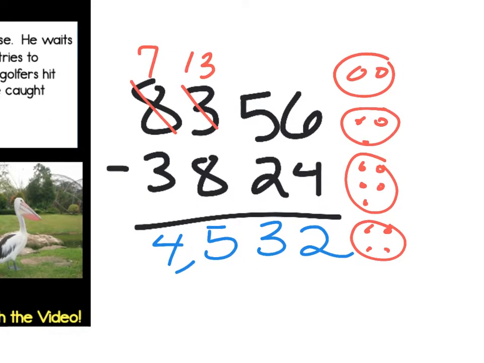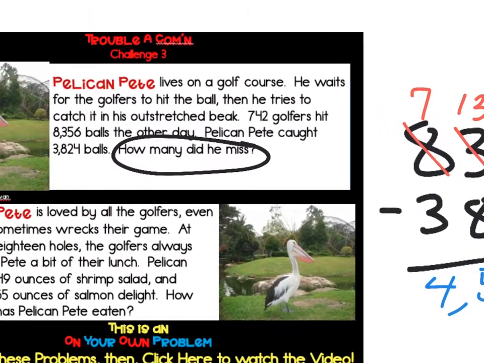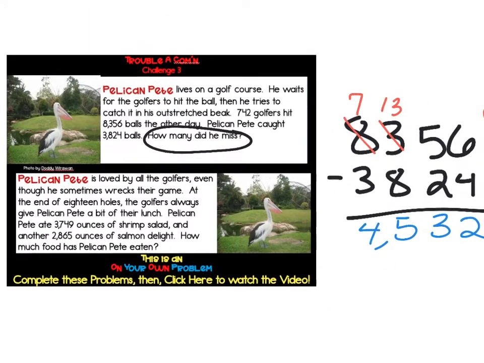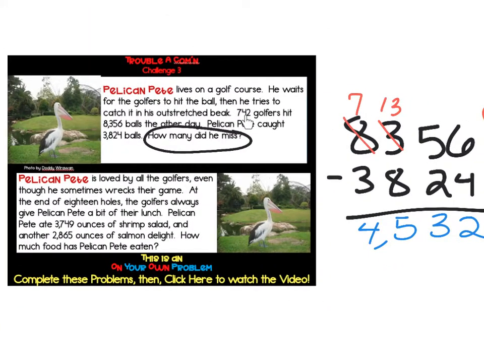Remember, simply pause the video, fix your mistake. That is the fastest way to learn. But let's go back here and look here and see how many or what this answer is actually pertaining to. And it says that these golfers, 742 of them, hit 8,356 balls into the air the other day. Pelican Pete caught it in his little beak here and his big stretchy mouth.